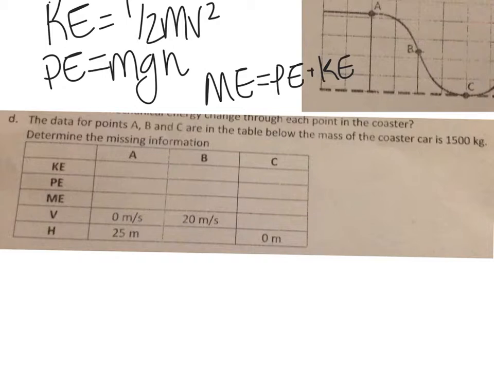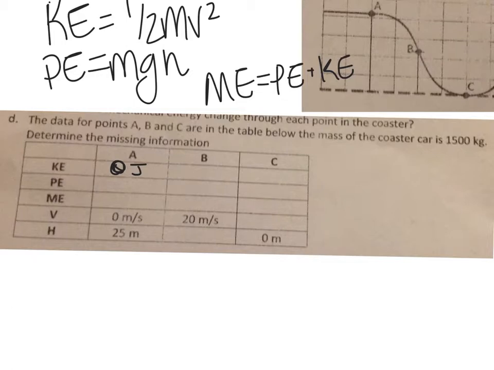So for part A, our coaster is just at the top. It hasn't started moving yet, and it's telling us we have a velocity of 0. So anytime you have a velocity of 0, your kinetic energy is automatically 0. You don't even technically have to work that out, right? That is a 0 there. So our kinetic energy is 0 joules, because when you plug that 0 in for V in your formula, anything times 0 is 0. All right, so that's an easy one.